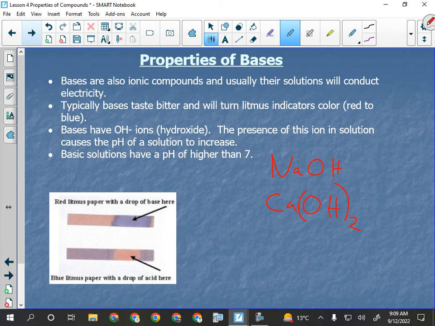Okay, so all of these have hydroxide. The presence of hydroxide as an ion indicates a basic compound. So if I have something that's a strong base in my tests on Wednesday, I need to go back into my list of unknowns and look for something that ends in OH that is ionic, because I could have something that looks like this. Is that a base?